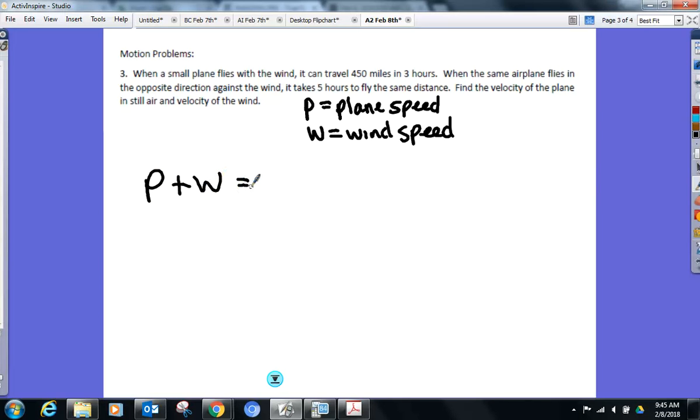So what I'm looking for in the first equation, the plane speed plus the wind speed going together, what's the distance I'm traveling? 450. But I'm doing it in 3 hours. Everything times 3 over here. Because 3 hours times the plane speed plus 3 hours times the wind speed gives me a distance of 450. So all of it, or you could put 3p plus 3w. I'm just showing you a shortcut right now. If you want to put 3p plus 3w equals 450, that's fine.